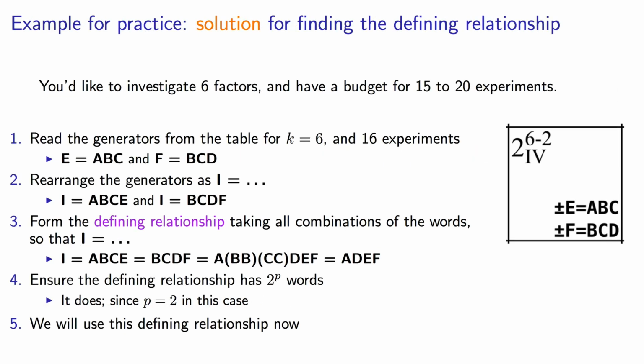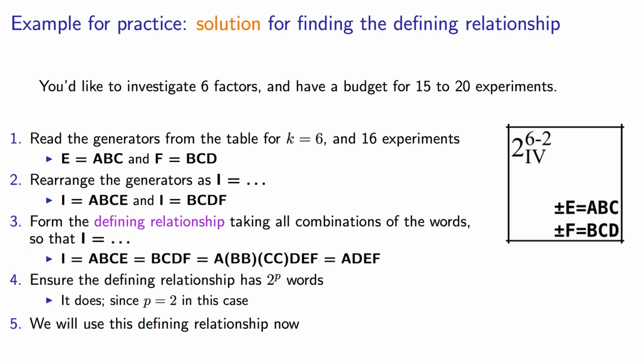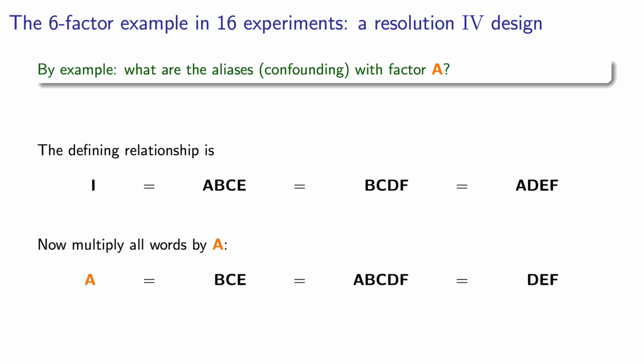But before we do that, in the prior video, did you try the example where I'd asked you to look at 16 experiments using 6 factors? If you did, you would have recalled that the defining relationship there was I equals ABCE equals BCDF equals ADEF. Let's quickly go check what factor A, the main effect, is aliased with. If you do that calculation, you see that A is aliased with BCE, is aliased with ABCDF, and is aliased with DEF.